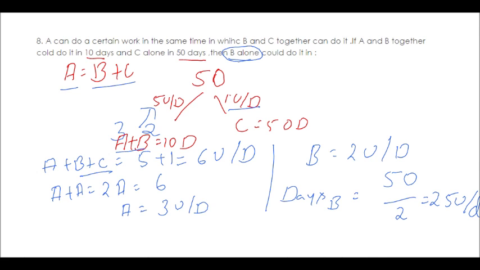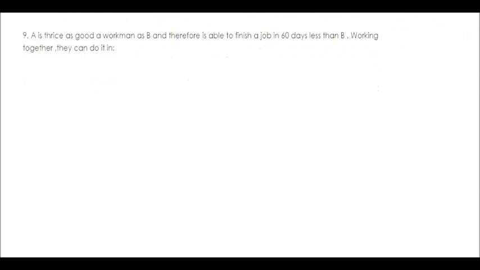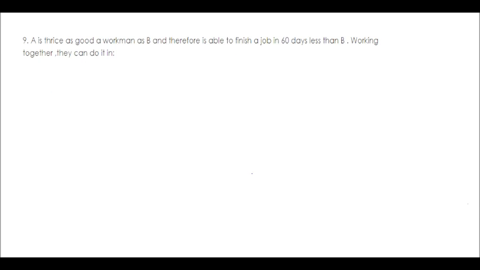Next problem. Here it is given A is thrice as good a workman as B and therefore is able to finish the job in 60 days less than B. So A is thrice as good a workman as B. That is, efficiency or capacity of A is 3 times that of B, and A finishes the job in 60 days less than B.